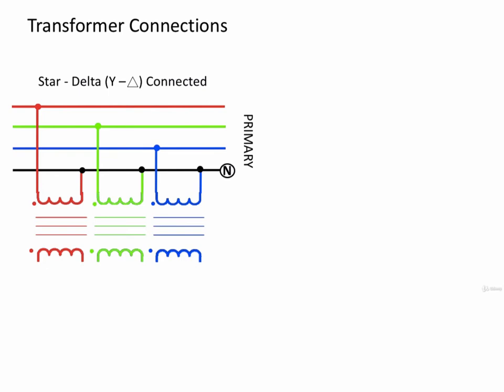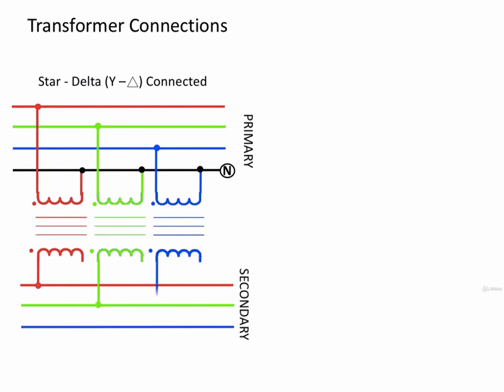In the secondary of the transformer, one terminal of the secondary terminals are connected to the system lines, buses, etc. The other terminals are connected to the adjacent secondary terminals.